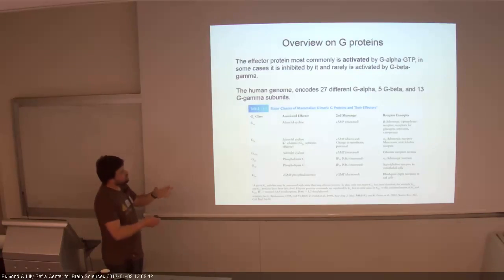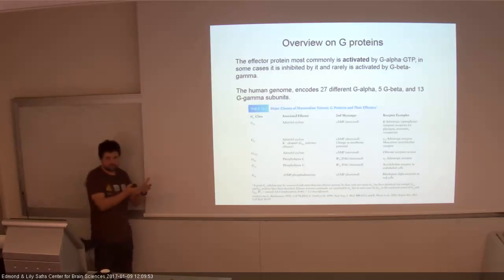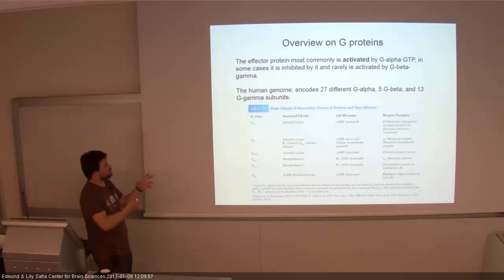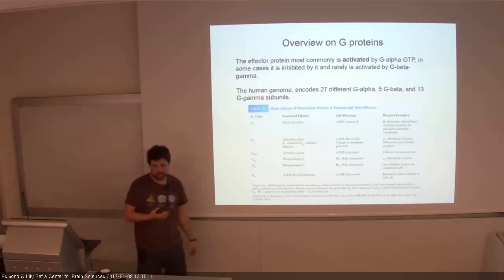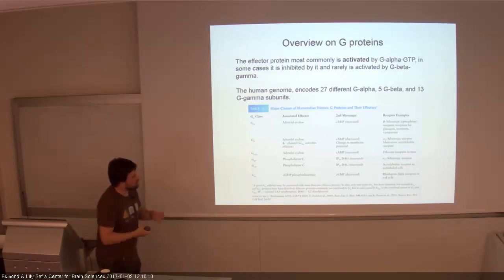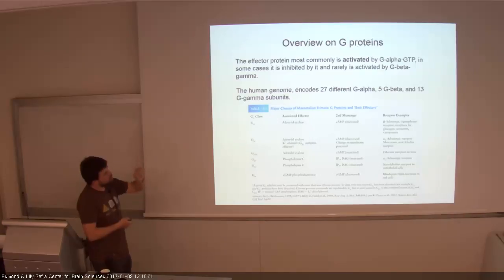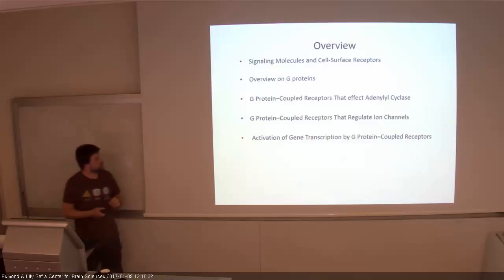But apart from the fact that there are a lot of genes that encode for the receptors, there are not so many genes that encode for the G protein itself. Different receptors can work with the same G protein. In general, we have 27 genes that encode for the G alpha, 5 for the G beta, and 13 for the G gamma subunit. It looks like maybe a lot, but it's not a lot relative to the amount or types of receptors. But the effect of the different G proteins can be inhibition or activation of their target effector proteins.